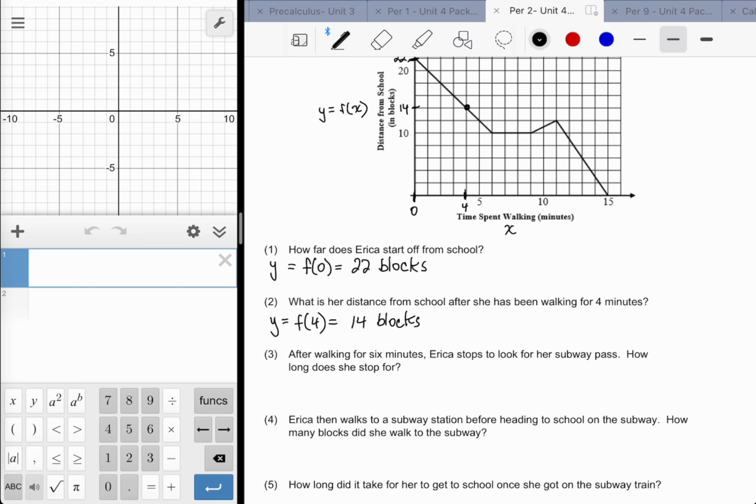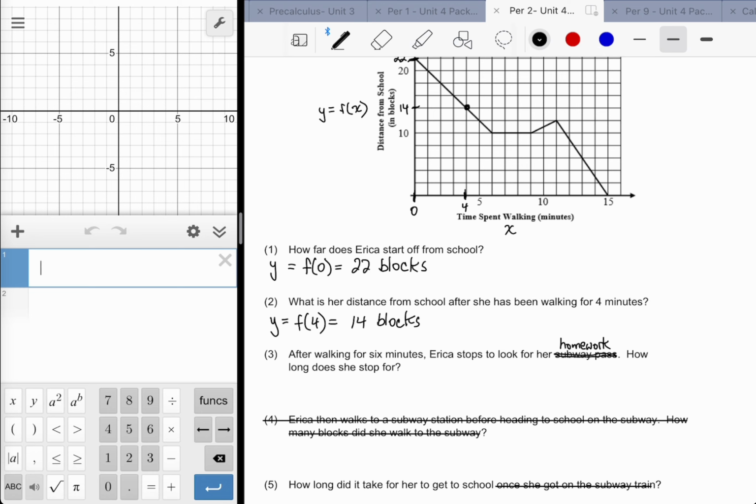But number 3 is kind of different, and I also want to change that a little bit. It says subway pass. There's really no reference to a subway in this whole problem, so I'm going to change that to look for her homework. And I'm going to get rid of number 4 completely, because that's another reference to a subway. The whole subway thing kind of comes out of nowhere. So, another slight adjustment to number 5, just so you're aware.